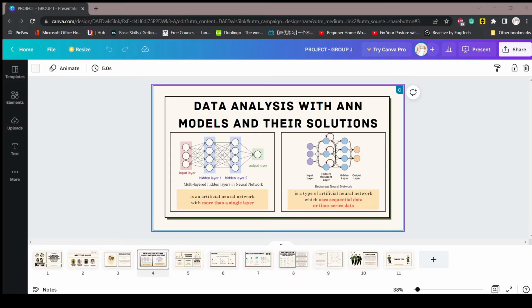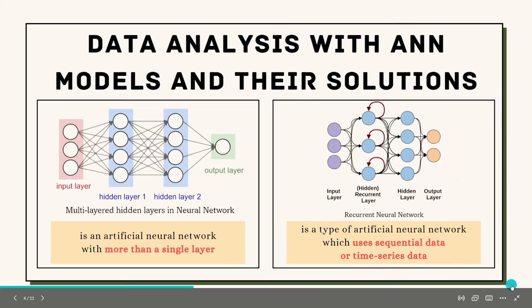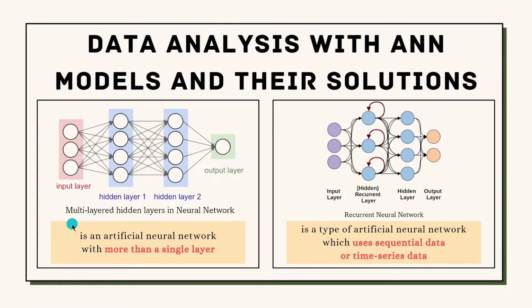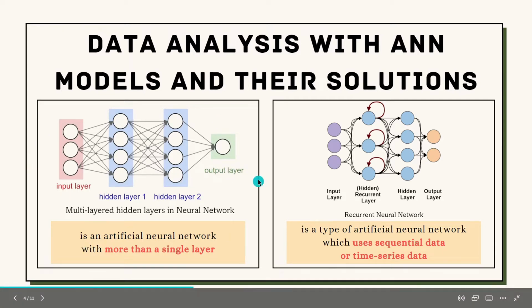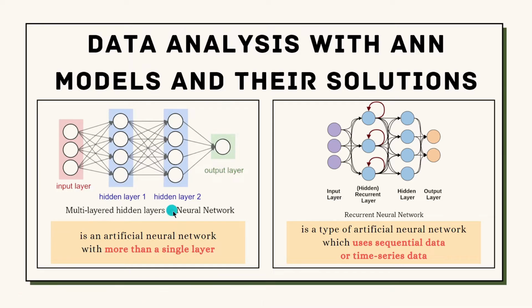Next, we will be talking about the data analysis part. Mainly, in the data analysis part, we will talk about the multi-layer hidden layers in neural network and recurrent neural network. The multi-layer hidden layers in neural network is an artificial neural network with more than a single layer. It is also known as the multi-layer perceptron. The neural network contains input, output, and a certain number of hidden layers. In this case, we use 2 hidden layers.